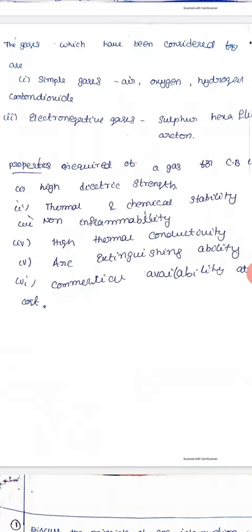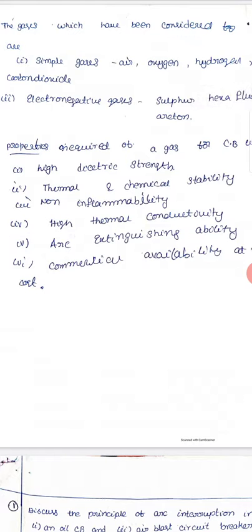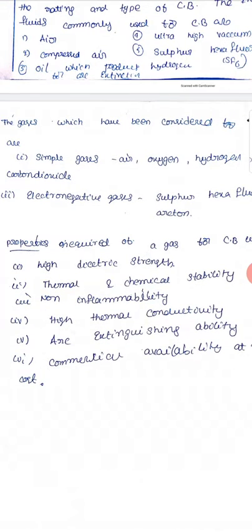Second one is thermal and chemical stability. If heat is generated, the thermal conductivity is high. Next, it is non-inflammable. Third, the arc is removed fast. Extinguish means removing. Fifth, the last one is that it is commercially available at moderate cost. That means depending on cost also we choose SF6. So that's why we choose SF6 gas.